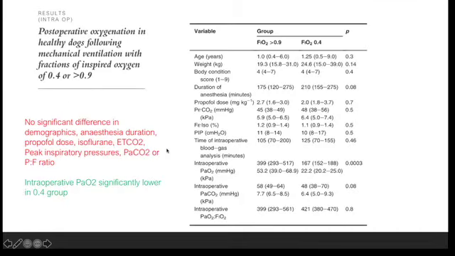So again, they took a blood sample at the closure of the linea alba and on analysis found no difference between group demographics on anaesthetic duration, drug doses used, or the mean end-tidal CO2 throughout the surgery, or peak inspiratory pressures required, which suggests that the lung compliance of both groups was similar. And again, they found that intraoperatively, the PaO2 was significantly lower in the group receiving less oxygen, so not surprising.